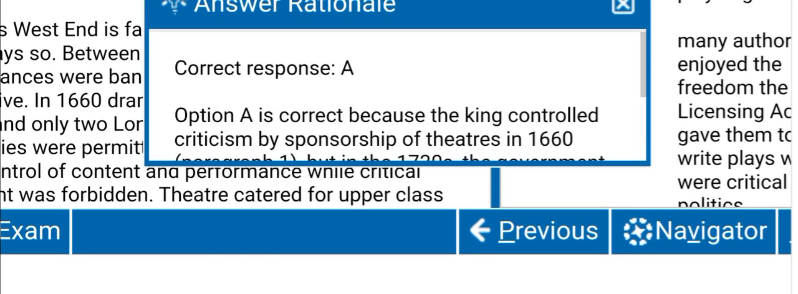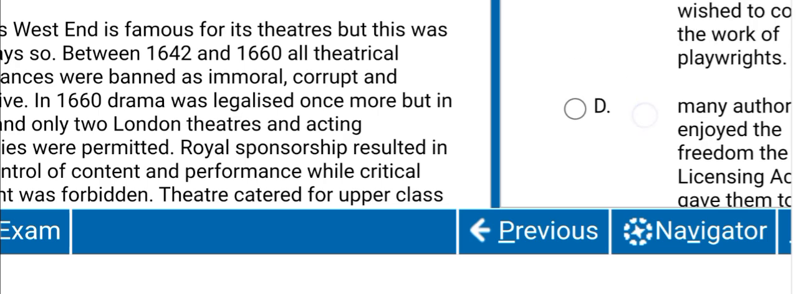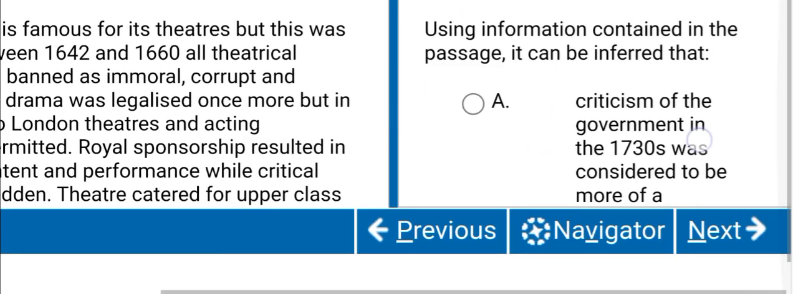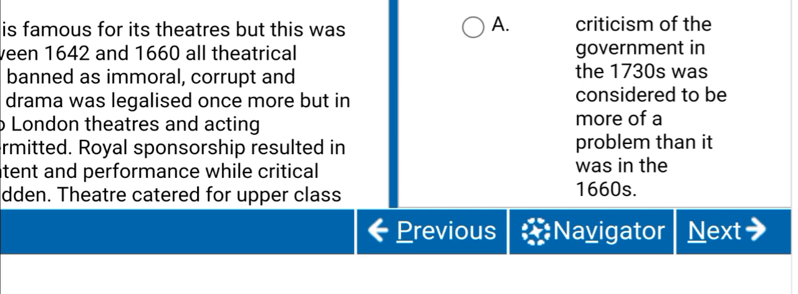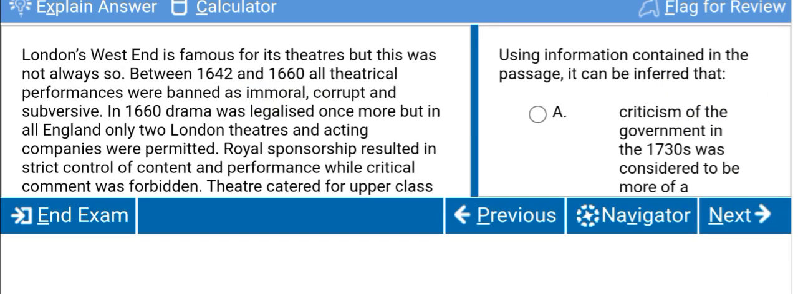So that's why we have option A, criticism of the government in the 1730s was considered to be more of a problem than it was in the 1660s, as the correct option.